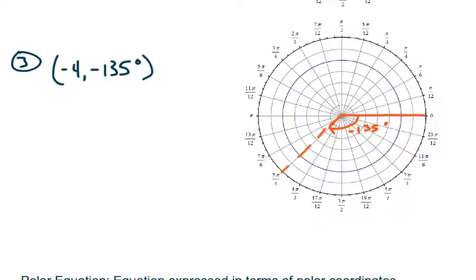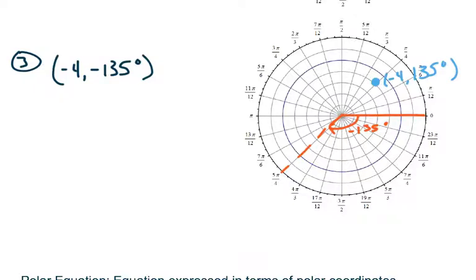Now we need to go negative 4 units. If we were going to go 4 units, we would follow along this path again. But we're going negative, so we're going to need to go back 4 units the opposite direction. So 1, 2, 3, 4 looks like about the one right inside the blue line. If you're looking at it, it should be right there. Okay, this is the point negative 4, negative 135 degrees.